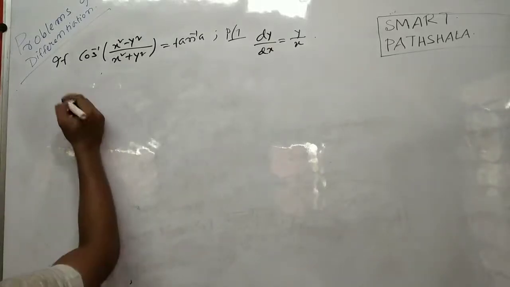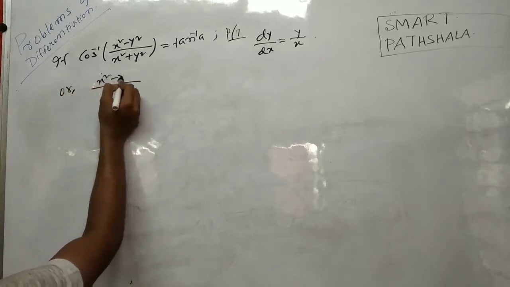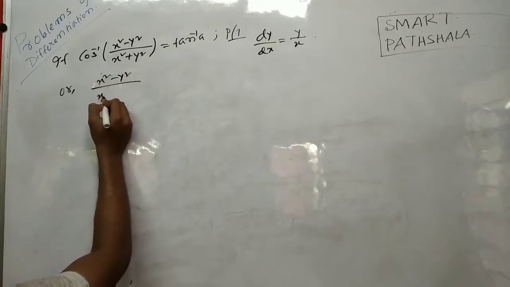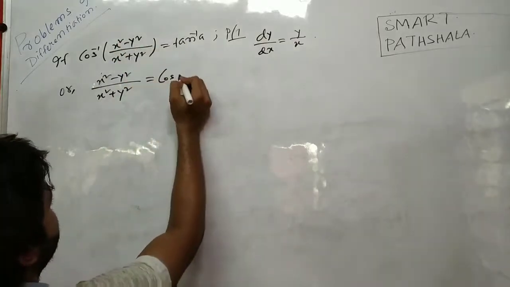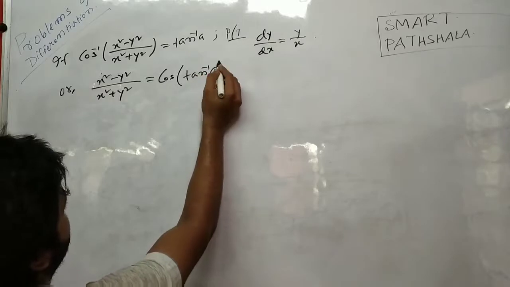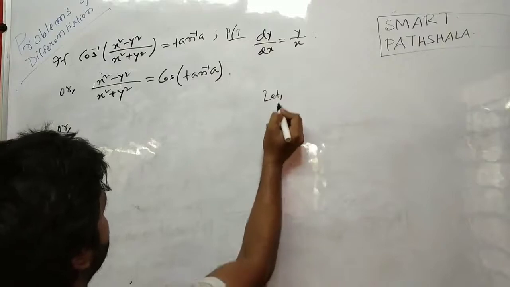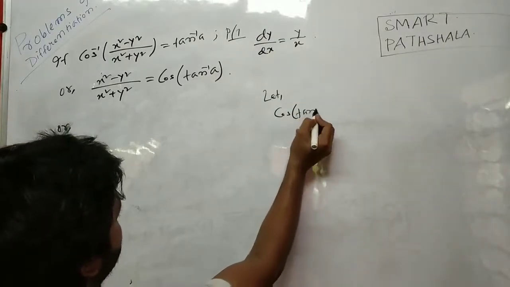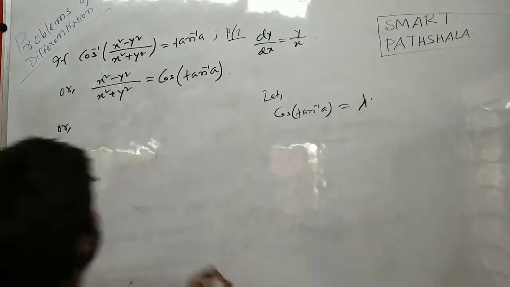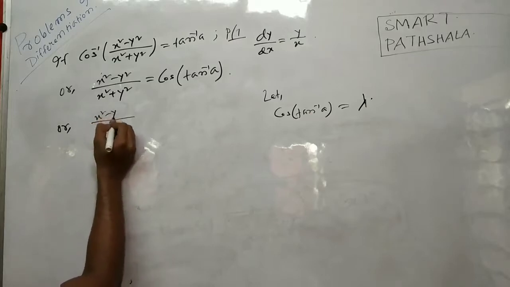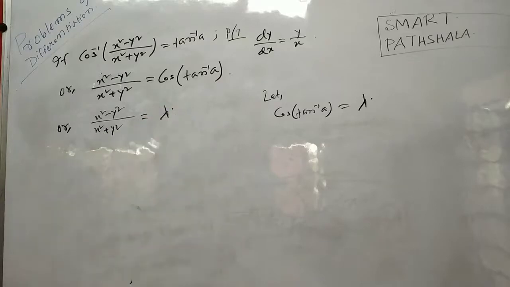Okay, so in this technique, what we will actually do is we will transfer this cos inverse on the right hand side from the left hand side. So what we will have is cos of tan inverse a, right? Okay. Now let cos of tan inverse a be a certain number, suppose lambda, right? So what I will have is (x square minus y square) by (x square plus y square) is equal to lambda.